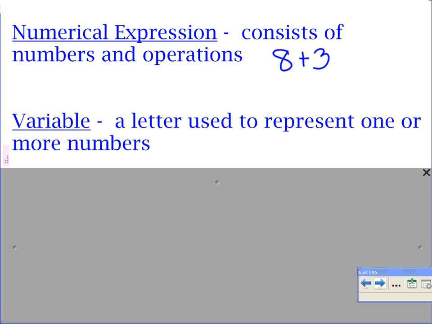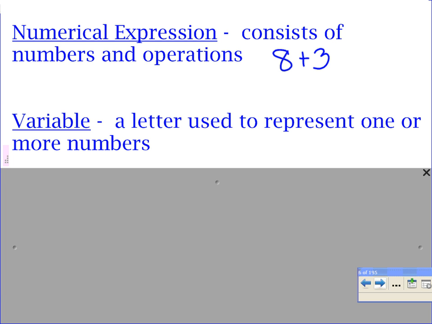Variable. And someone told us this before we started the notes today. A letter used to represent one or more numbers. A letter or variable used to represent one or more numbers. You can use any letter of the alphabet.